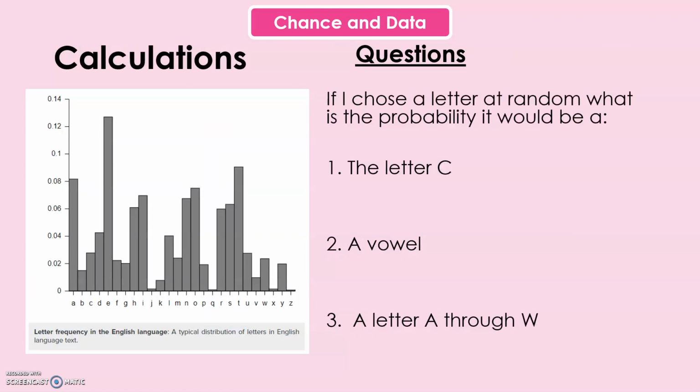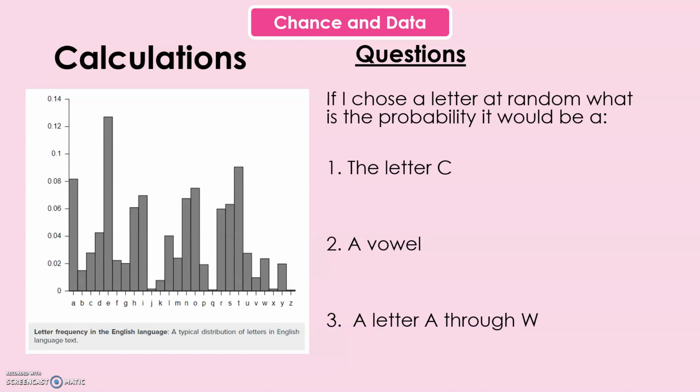So, how do we relate this all to probability and the calculations we're going to make? This is an example of the long run frequency that we talked about in last lesson. So this graph here is the relative frequencies that people took of a piece of writing and how many of each letter there is. So the question is, if I choose a letter at random, what is the probability it would be the letter C?